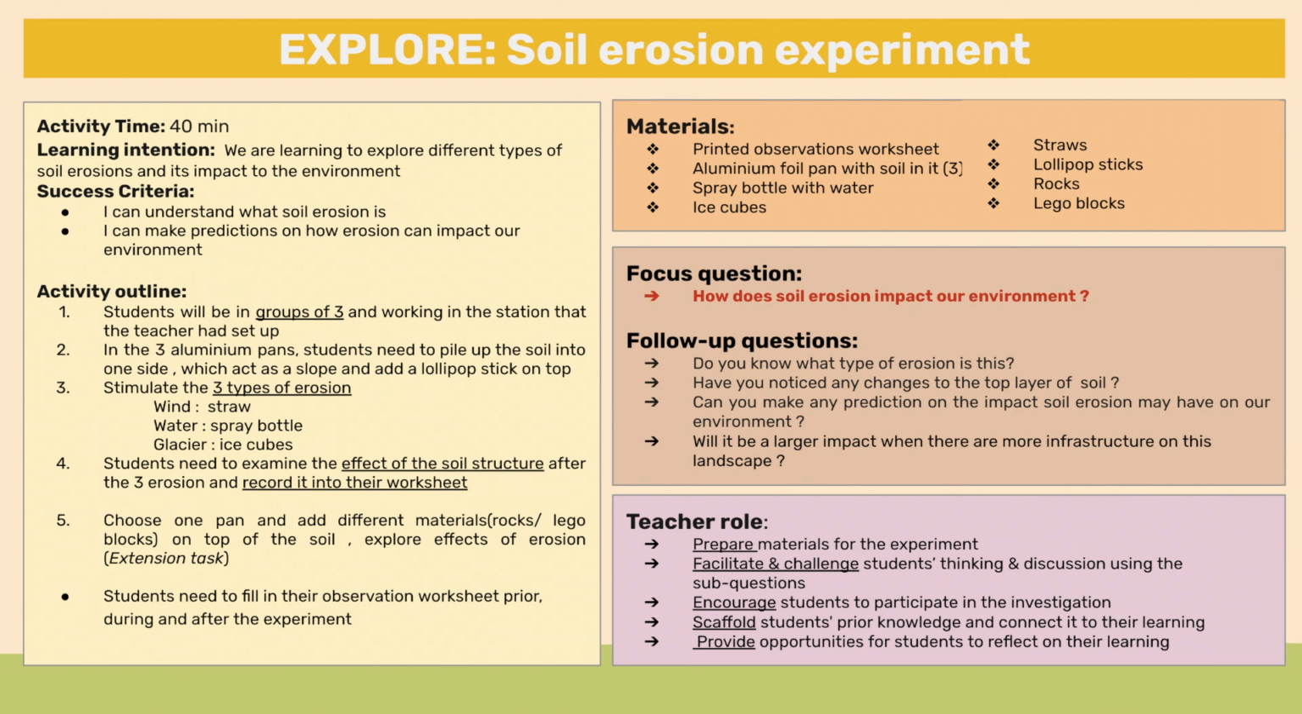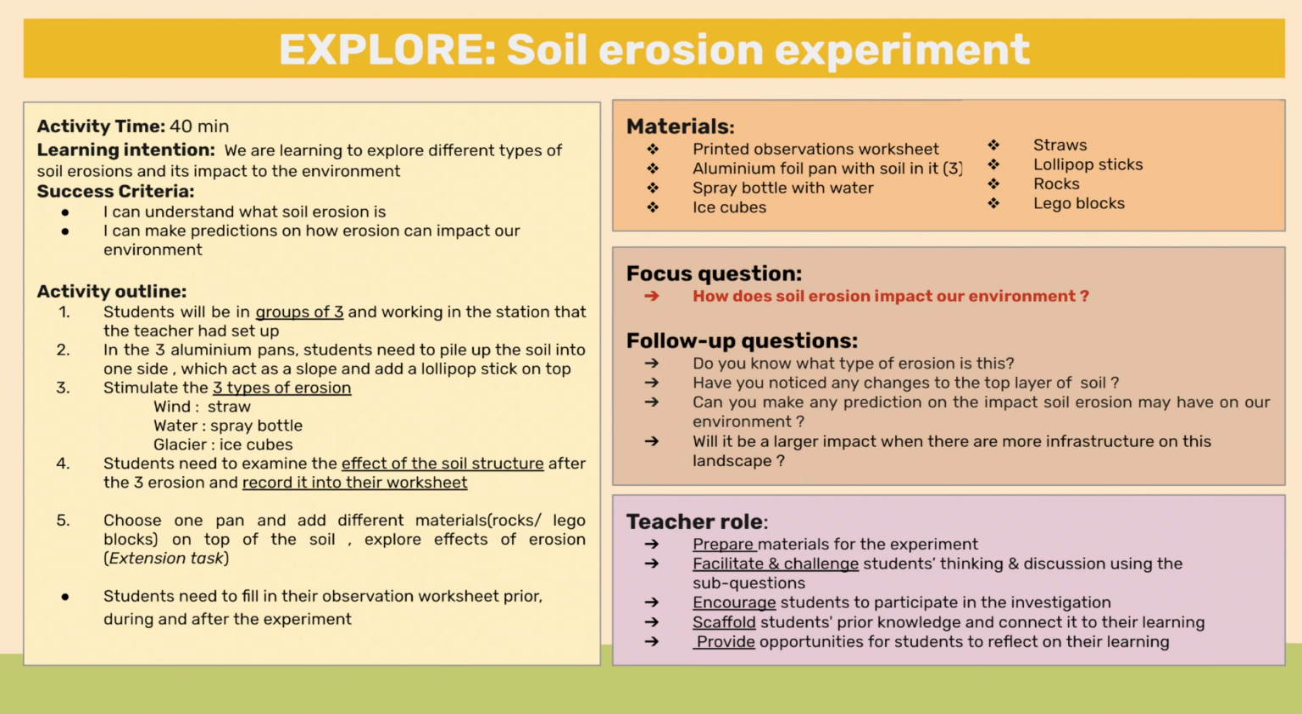For the Explore lesson, we'll be completing a soil erosion experiment. Students will have the chance to explore different types of soil erosion, as well as how they impact the environment. This activity may help address alternative conceptions, such as students thinking soil erosion is not a serious environmental problem. The experiment will roughly take 40 minutes, and students will be working in groups of 3. The materials needed for the experiment are listed on the right corner of the screen and will be prepared by the teacher before commencing the lesson.